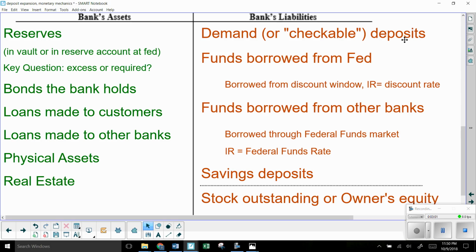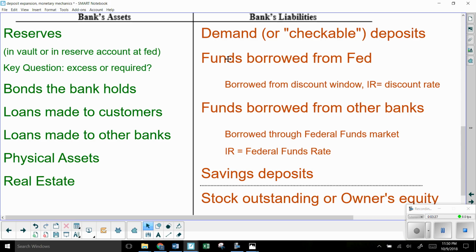On the liability side of the ledger, the biggest and most important one to think about most of the time is demand deposits or checkable deposits. That is money that you or I might have put into our checking account at that bank. And the bank, from their point of view, that money is a liability because we could walk into the bank and ask to withdraw it. So the bank owes us that money.